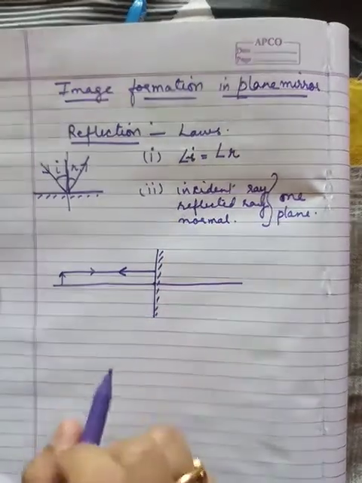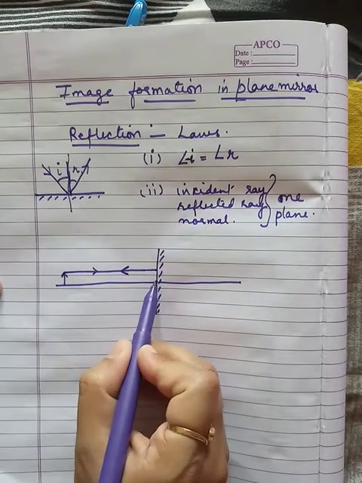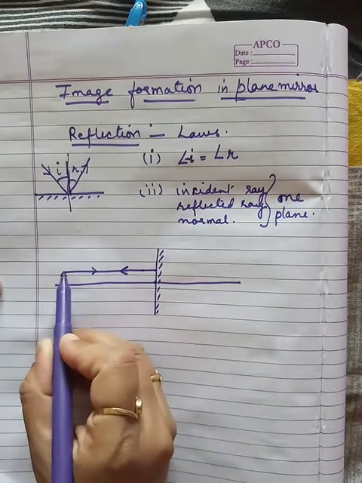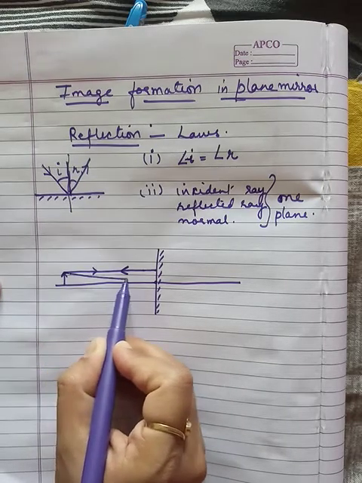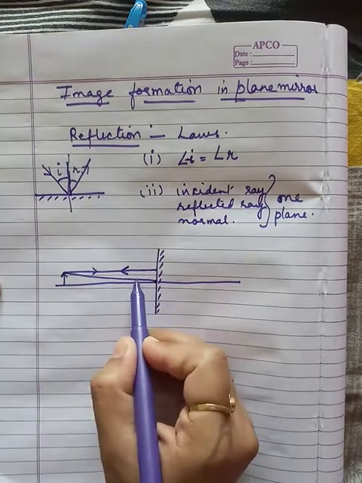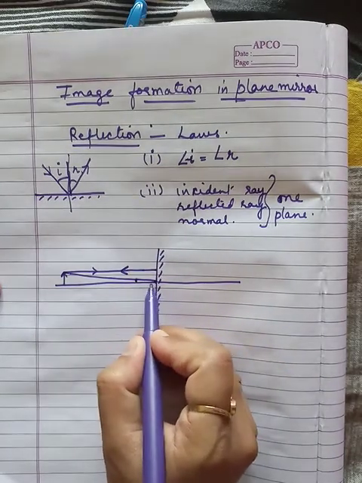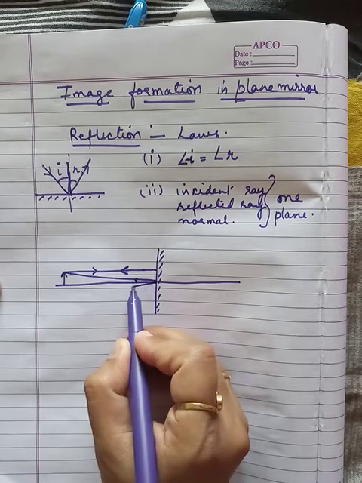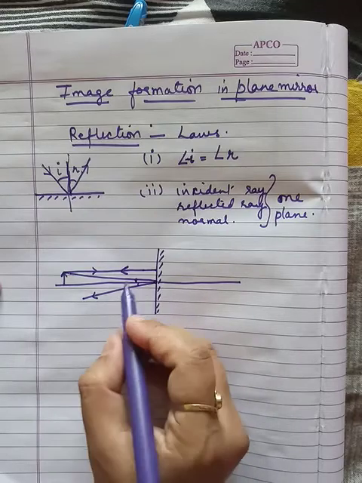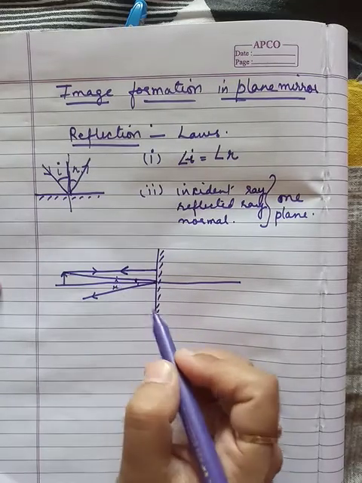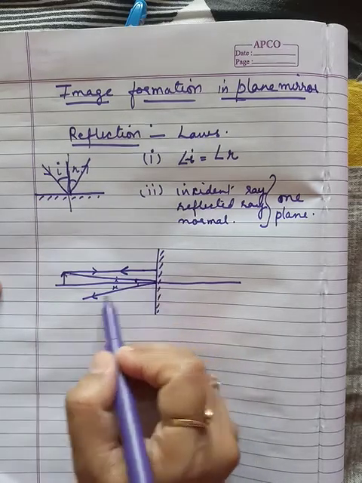Now, another ray, if I consider like this, suppose this is a normal; any perpendicular to the surface will be a normal. So along this normal, this is the angle of incidence, angle I, and according to this, the angle of reflection will be the same. So the reflected ray will be like this. Okay, so this is R, this is I. Fine. Now this is one reflected ray, this is another reflected ray.